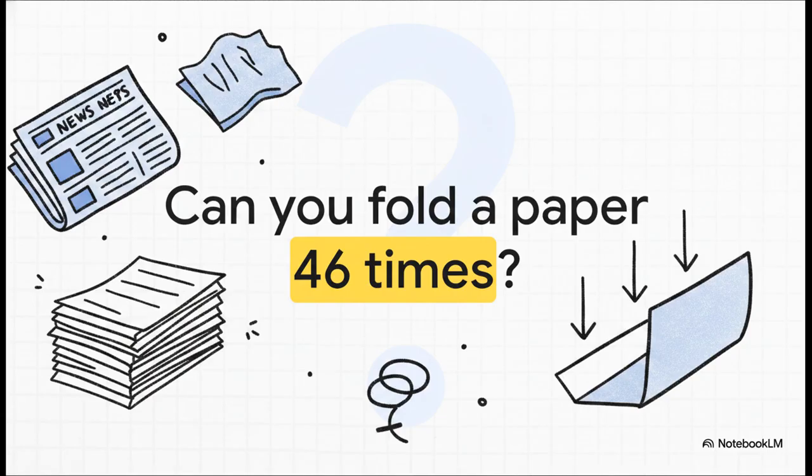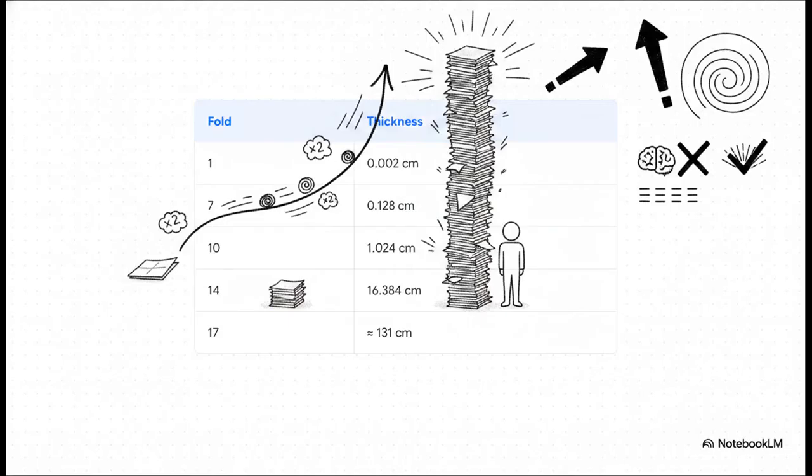Take a wild guess. If you look at the progression here, the sheer speed of it is wild. We start super small. After that very first fold, the thickness is a tiny 0.002 centimeters. But here's the catch. Notice the pattern. It's multiplicative growth. The thickness is doubling every single time. By fold 10, it's just over 1 centimeter. Not too crazy, right? But keep going.